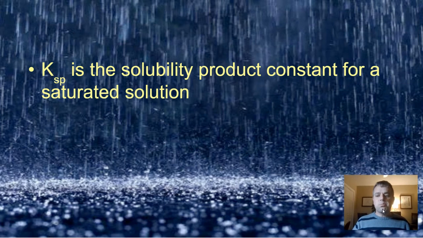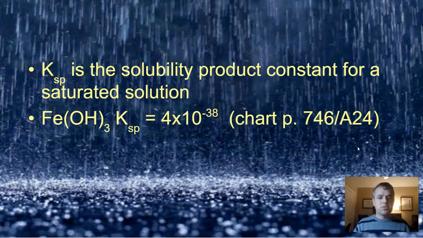Now, KSP is the solubility product constant for a saturated solution. Now, a KSP is written the same way as any other equilibrium expression. And just remember that we don't include solids in our equilibrium expressions. So, for instance, the compound iron(III) hydroxide has a KSP of 4 times 10 to the negative 38th.